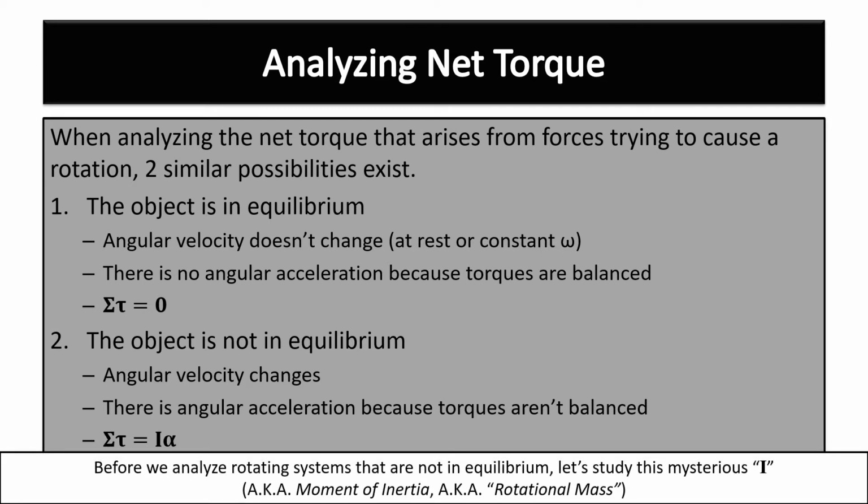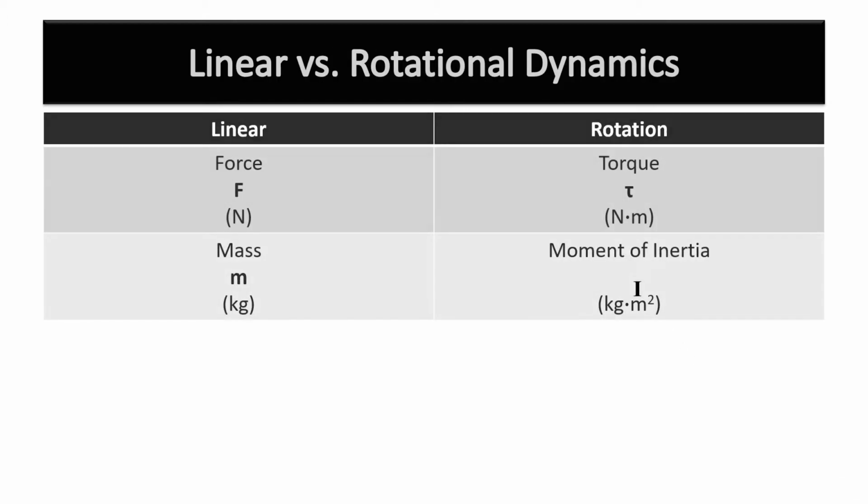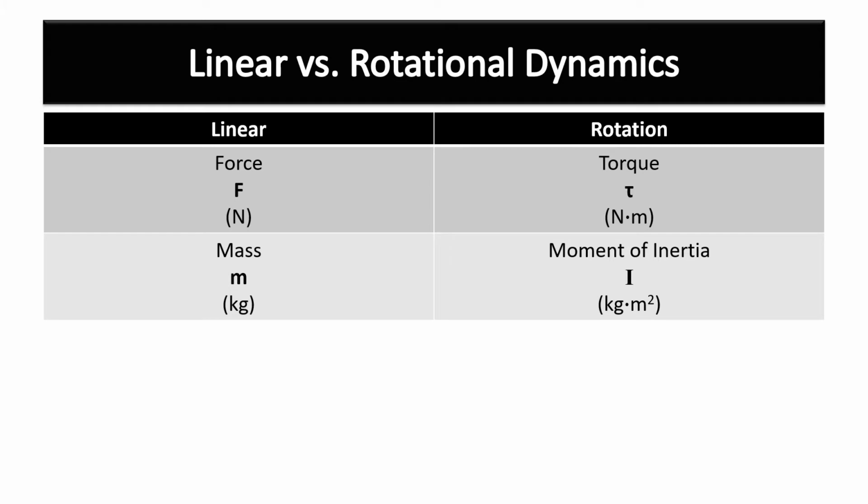Before we analyze rotating systems that are not in equilibrium, let's study this mysterious I, which is known as the moment of inertia. Mass is a measure of inertia, so I, or the moment of inertia, is like rotational mass. So here it is, the last row in our column of similar things for dynamics. Or is it? Are we going to add in more? Anyway, F is equal to ma, as the torque is equal to I times alpha. Tau equals I alpha.